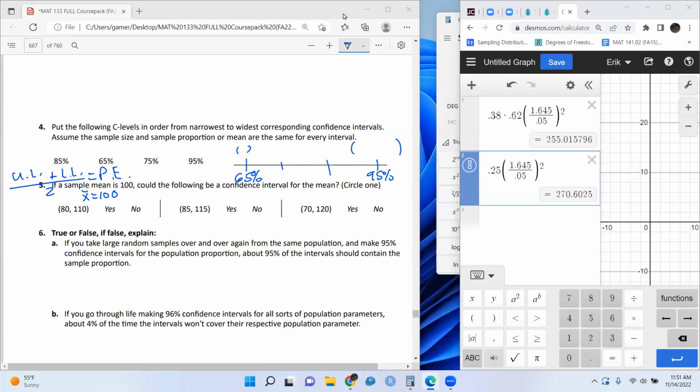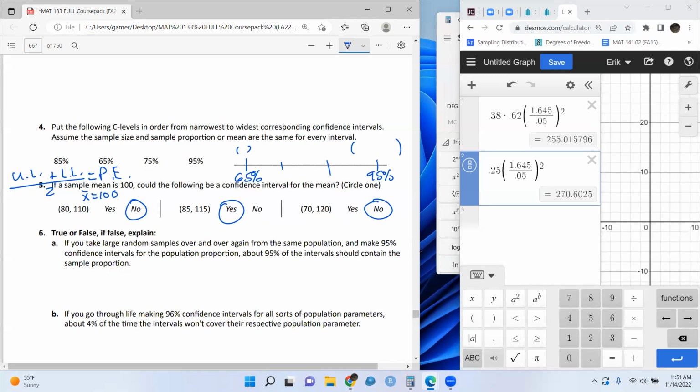Okay, how'd y'all do? I got all of 5 done. So is the first one yes or no? No, because the mean is 90. Nice. How about the second one? Yes. Right, because 85 plus 115 is 200 divided by 2, you get 100. Excellent. And the last one, same thing, no, right? Yep, the mean is 95 on that one.